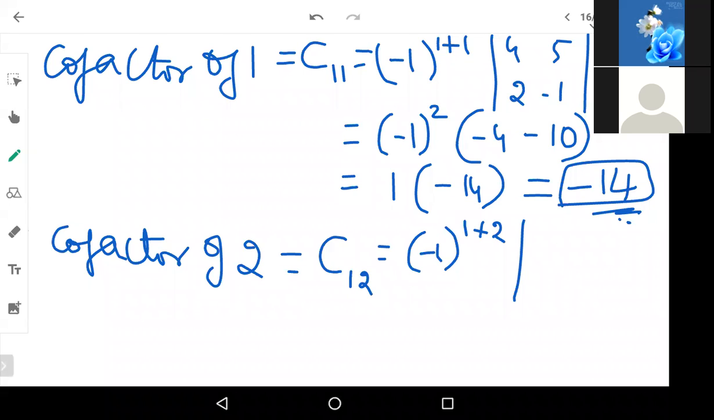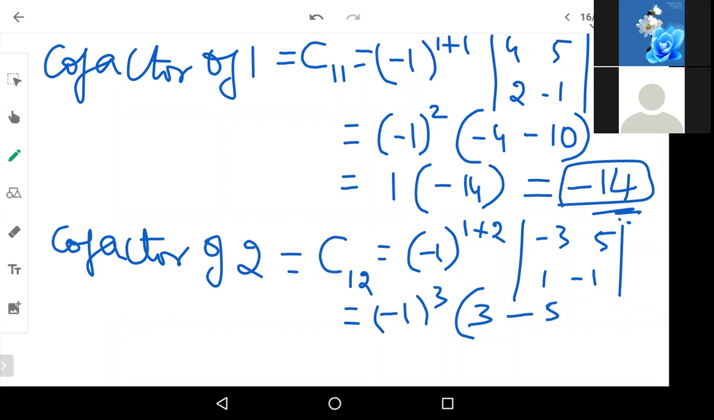Cofactor of 2 is 2. No, Ashwini. It should be minus 2. Yeah, we'll see if it's 2 or minus 2. Okay, tell me the minor. Minus 3, 5, 1 and minus 1. Okay, so minus 1 to the power 3 into 3 into 1 is 3, minus 5 ones are 5. So minus 1 into minus 2. Minus into minus is plus. Correct. Your answer is correct.